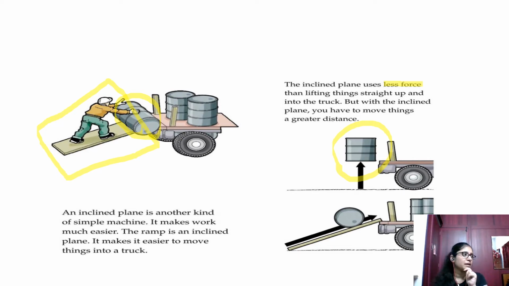One more example I can give you is the slide that you use at the park. One example I've already given from the park is a lever. Okay, this is an inclined plane. The slide where you go up the steps and just sit down and slide down, that is an example of an inclined plane.